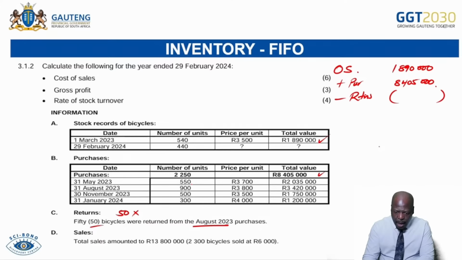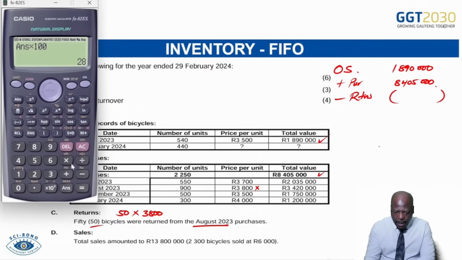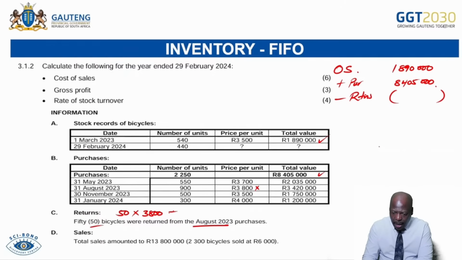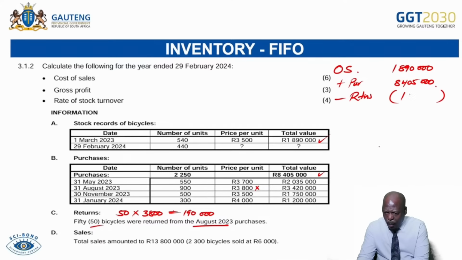So I come and say in August, how much is the unit cost in August? 3,800. So it's going to be 50 times 3,800. We're still together? So if I take my calculator, it's going to be 50 times 3,800. And that is going to give me 190,000. So my returns are 190,000 like that. So I'm now going to say opening stock plus purchases minus closing stock.